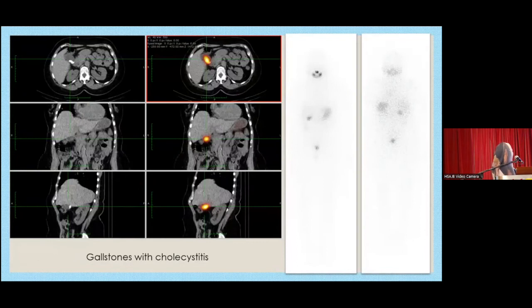Another interesting uptake, as you can see here: physiological gastric uptake, but there's a focal uptake here. So we did a SPECT-CT. It turned out to be the gallbladder with gallstone, showing gallstone with cholecystitis. So we referred to the surgeon for the gallstone.